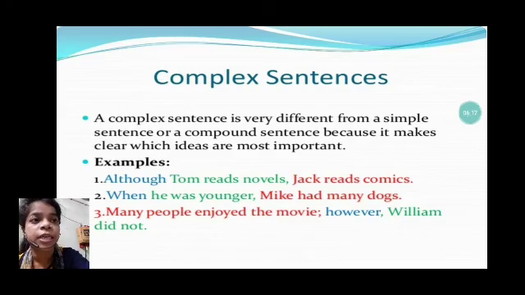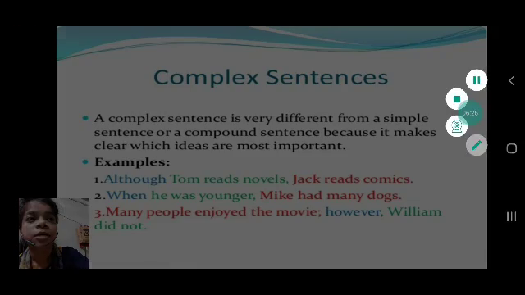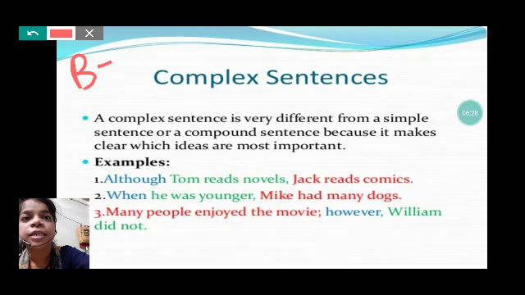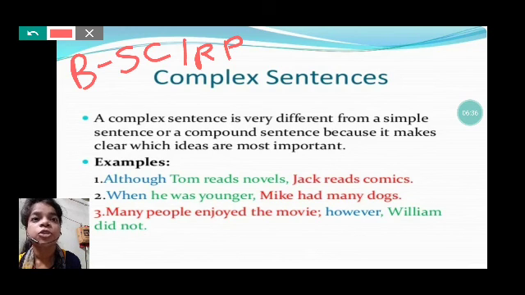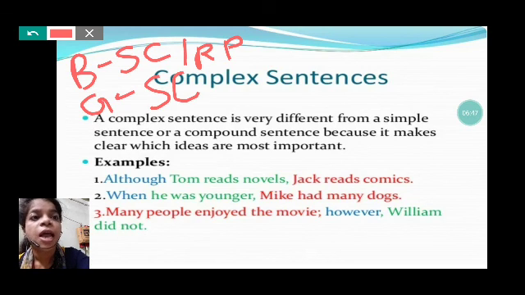So although is joining these sentences. It is written in blue color. It is what? A subordinating conjunction or a relative pronoun. Okay, so although is a subordinating conjunction. Tom reads novels, it is in green color. It is the subordinate clause. And Jack reads comics, it is written in red color, so it is the main clause.